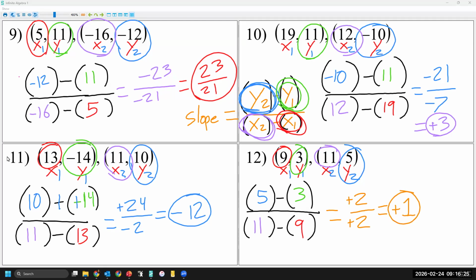All right, so there we go. Those 4 examples for you. Go ahead and try numbers 13, 14, 15, and 16. Last 4 on the paper.